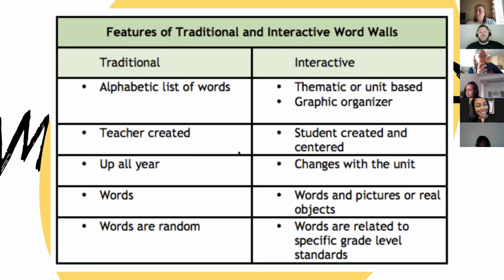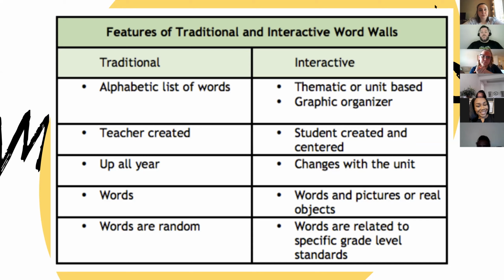Here are features of traditional and interactive word walls. So the traditional word wall will have lists of words in alphabetical order. The teacher usually creates it. It's up all year. It never changes. It, of course, has words, and the words typically are random. So they may not have a theme or a unit. They're just up on the wall. Interactive word walls, some of their qualities include thematic or unit-based. They may be in a graphic organizer format. They're usually student created and centered, and they change with each unit or text or however your curriculum is structured.